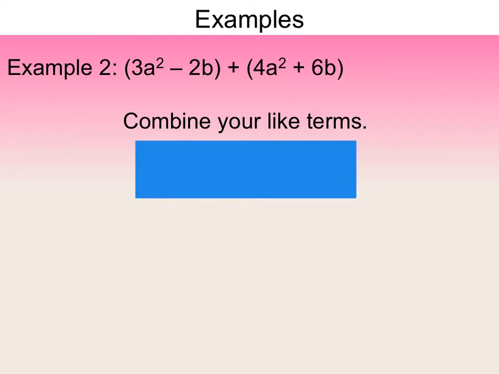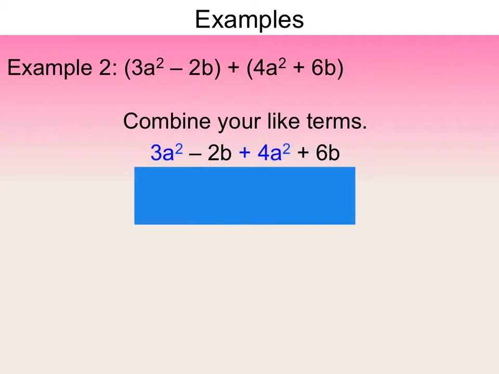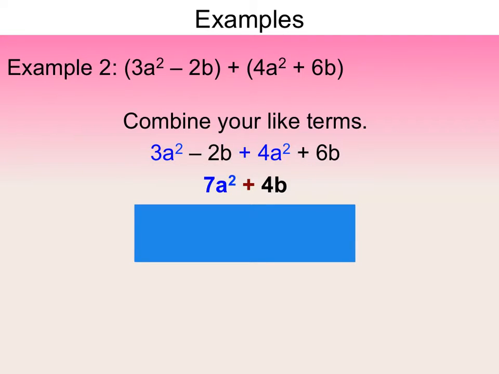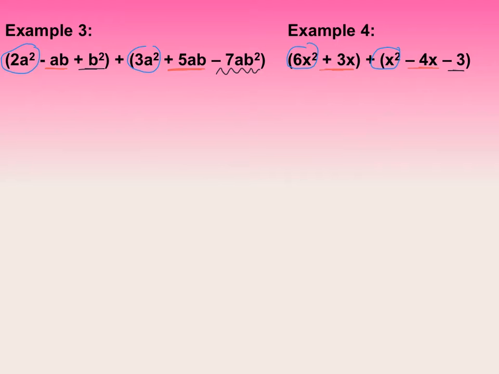Second example, again, I'm just really looking for like terms, so I'm going to combine anything that's the same. So I color code, or you can underline or circle or highlight, and then I'm going to go ahead and just add or subtract these as is. So 3a squared plus 4a squared is 7a squared, and then negative 2b plus 6b is 4b, and that would really be it. You can't do anything else to simplify.